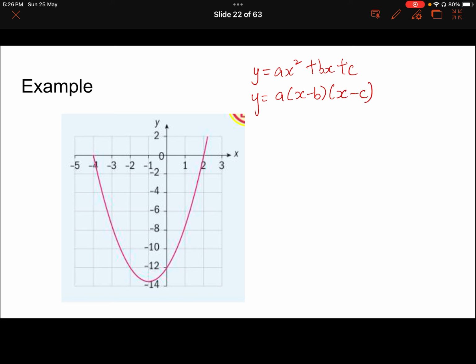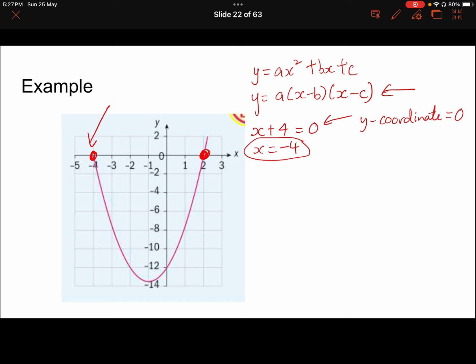Now why this can be written in this way is because we have the x-intercepts that is given to you. We do know that in order for this to be -4, we could say that x plus 4 is equal to 0. Why is it equal to 0? Because we know that on the x-axis, the y coordinate is always going to be 0. And when I solve this equation, it's going to give me -4, which is basically the same value right here.